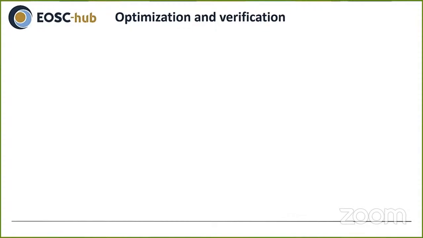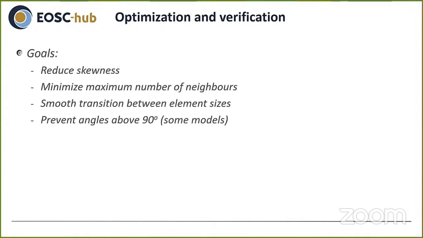Now, once you finish doing your triangulation, you have a grid, and now it's time to optimize it to verify that it meets your standards and improve that grid. In general, the goals are to reduce the skewness, so to avoid having triangles that are very skinny. You want to minimize the maximum number of neighbors per node, so the number of nodes that are connected to any node. You want to make sure that you have a smooth transition between element sizes. And in some cases, for some models, you want to prevent internal angles of the triangles above 90 degrees.